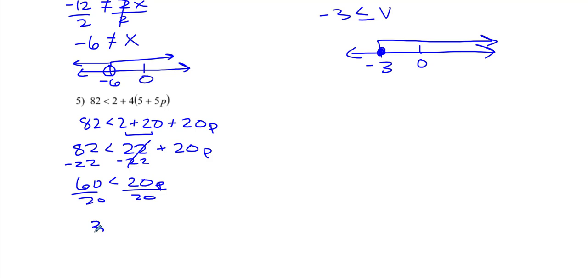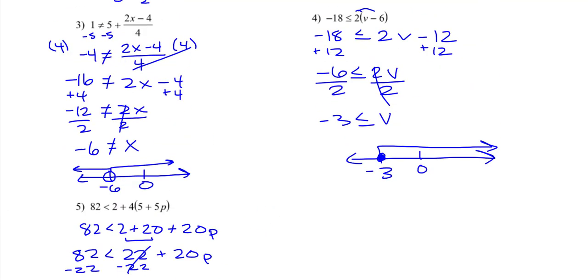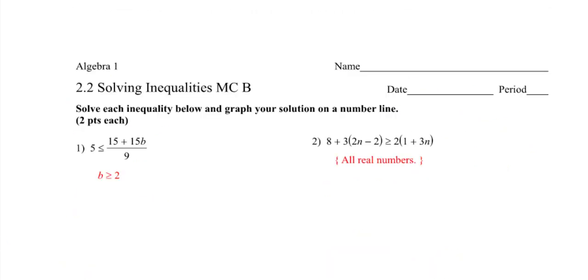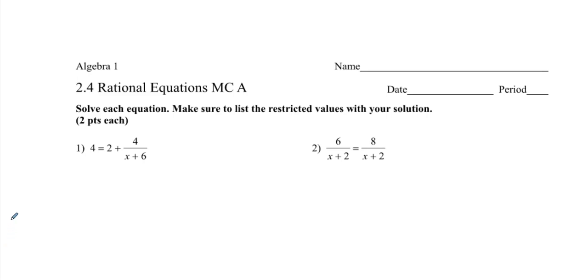And we get 3 and p. So p is greater than 3. Okay, so greater than is just an open dot, and greater than is to the right. Okay. All right, I think that's it. 2.2. Let's go ahead and check 2.4.